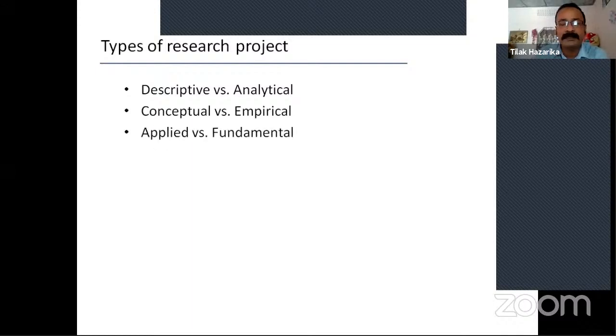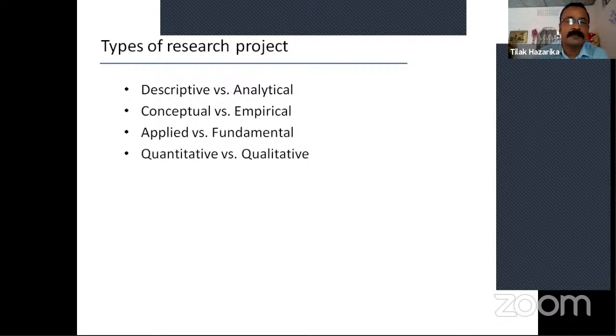Applied versus fundamental needs no explanation. Theoretical or fundamental research and applied research go together. Once fundamental research increases, then only does applied research increase. Say, for example, mathematics, chemistry, physics, and so on. All these are very fundamental types of research based on which all the applied research is developing. Applied research: engineering, medical science, and so on. That is why we have to have a very good understanding that fundamental research is the backbone that encourages and contributes significantly to the development of applied research. Without fundamental research, applied research cannot go further.